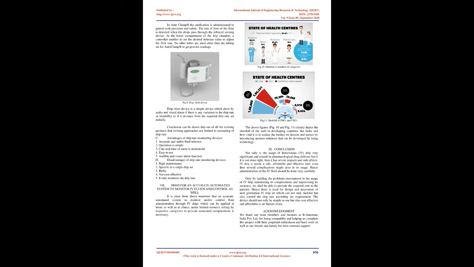AutoClamp. In AutoClamp Registered, the medication is administered to the patient with precision and safety. The rate of flow of the fluid is detected when the drops pass through the infrared sensing device. At the lower compartment of the drip chamber, a controller enables setting the desired infusion value to adjust the flow rate. No other tubes are used other than the tubing set for AutoClamp Registered to get precise readings.